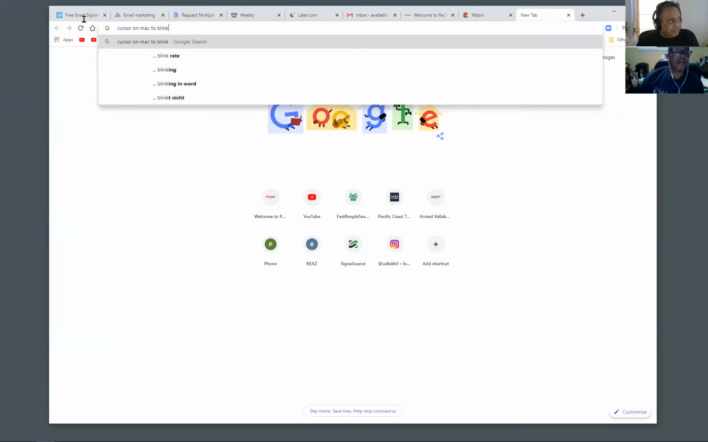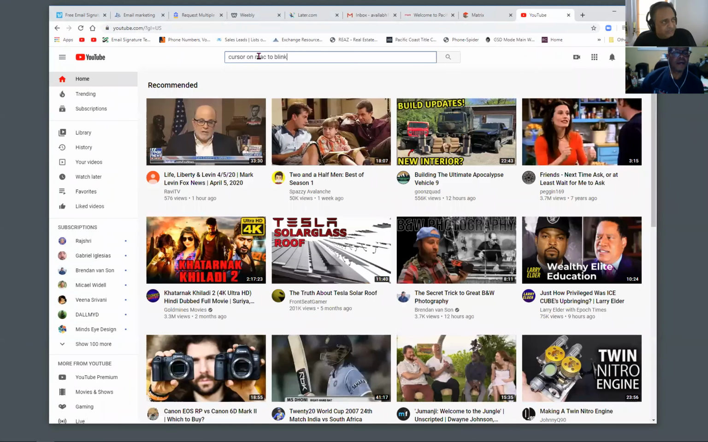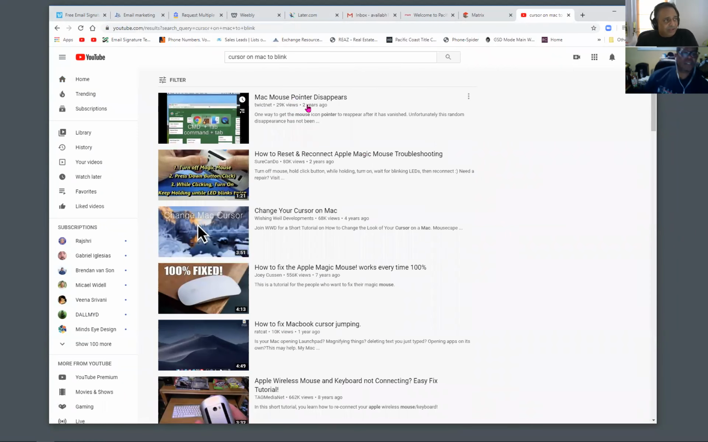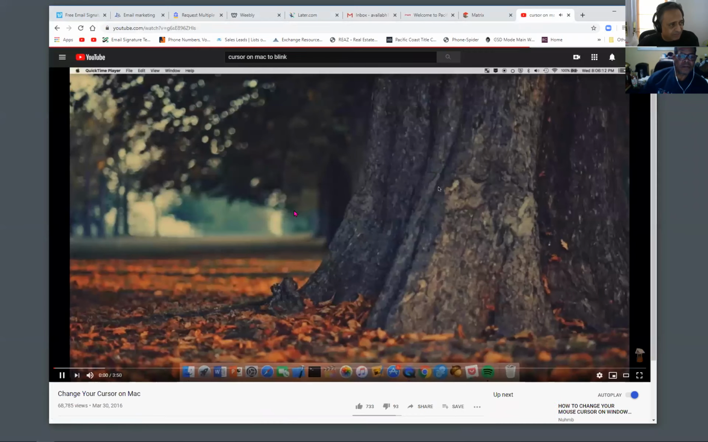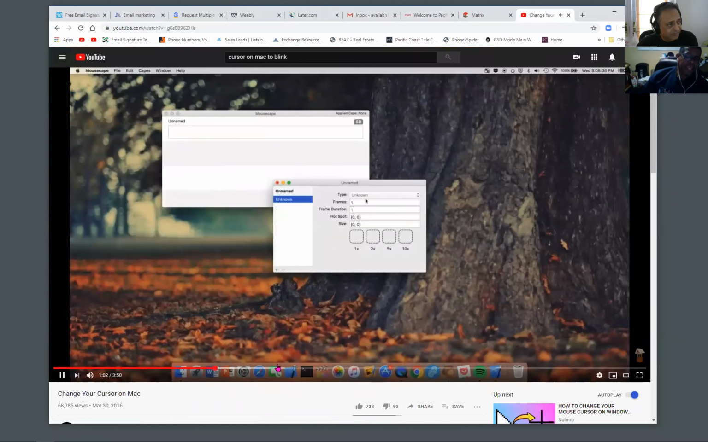So I just copy this and go to YouTube. And in the search of YouTube, just paste it. So Mac mouse pointer disappear, reconnect, reset. So here's change your cursor on Mac. I could work it from there though. Yeah, so there's ways to do it. It's in your settings. See?